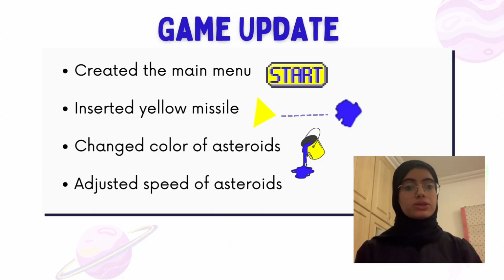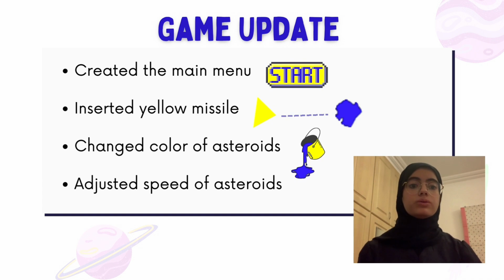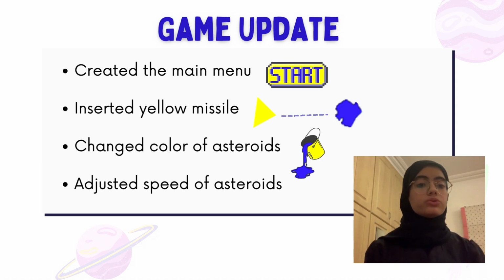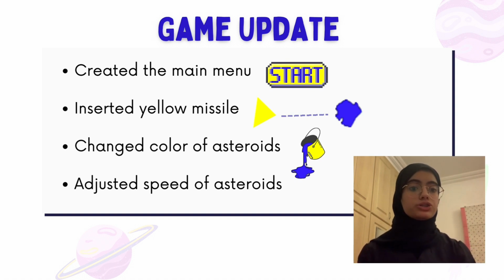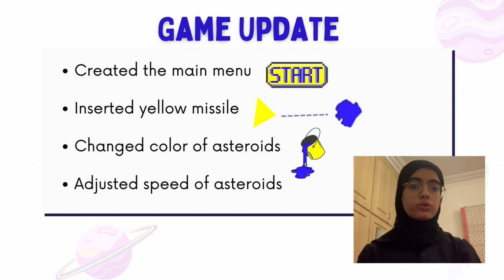From the last time you have seen this game, there were many updates added to it, including a fully created main menu with the play, options, and quit buttons, yellow missiles that were created by us, and we also changed the color of the asteroids from red to blue to fit our color palette. And finally, one of my personal favorite features that we added was that we changed the speed of the asteroids to the difficulty level as the game goes on.